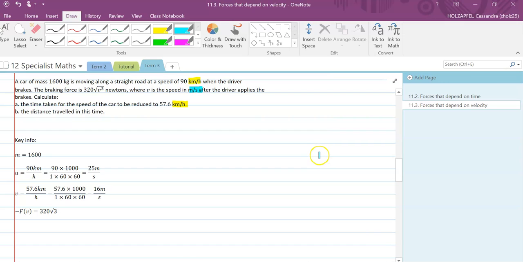After the driver applies the brakes, calculate the time taken for the speed of the car to be reduced to 57.6 kilometers per hour, and then the distance traveled in this time.